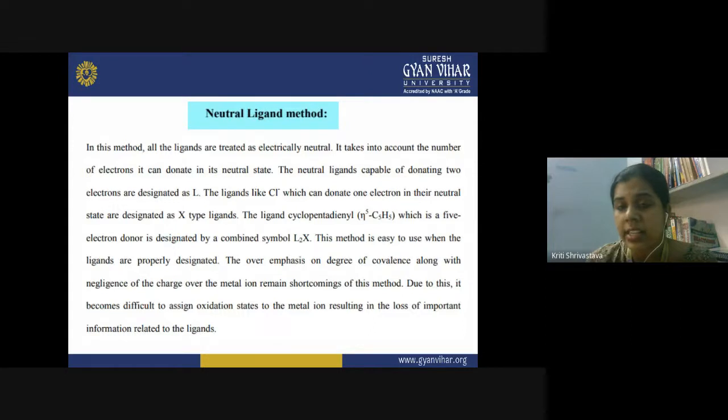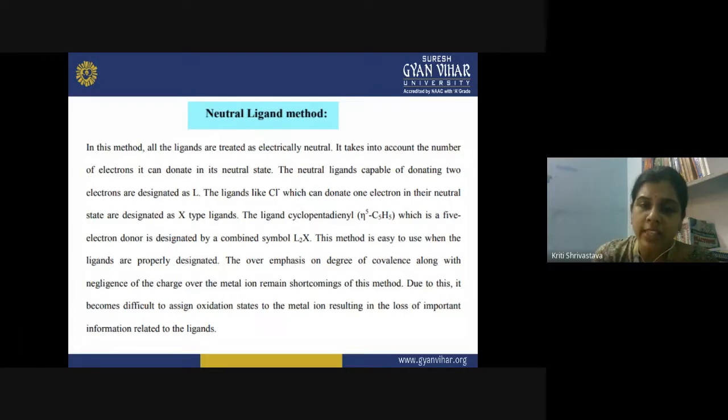Similarly, if you consider the cyclopentadienyl, how many electrons is it donating? 5 electrons. Each of the 5 carbon atoms has one unpaired electron on it, and a total of 5 electrons are donated by the cyclopentadienyl. So this will be the electronic contribution, and you provide a combined symbol, that is L2X. L2X will be a contribution of 5 electrons. 2L will give 4 electrons, and 1X will give 1 electron. So 4 plus 1 is equal to 5. So when it comes to cyclopentadienyl, you designate it by L2X.